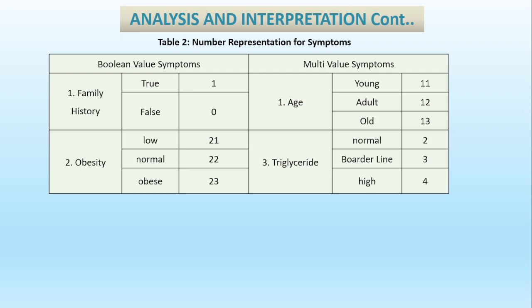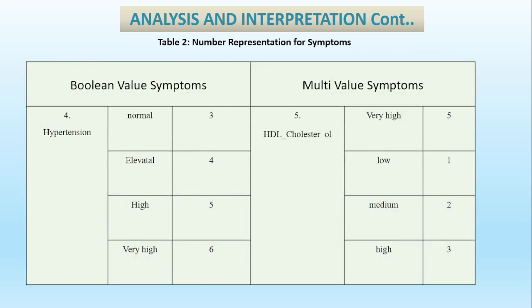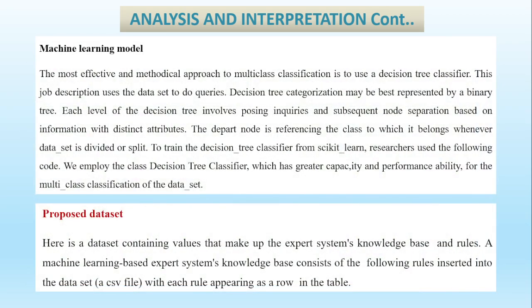Now the obesity: low 21, normal 22 and obese 23. Triglyceride: normal 2, borderline 3 and high 4. Then hypertension: normal 3, elevated 4, high 5 and very high 6. Then HDL cholesterol: very high 5, low 1, medium 2 and high 3. This is the coding of the numbers we have done for the machine learning model, because the machine learning model understands numbers.